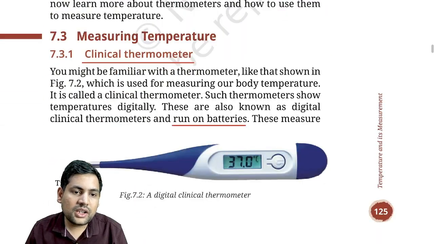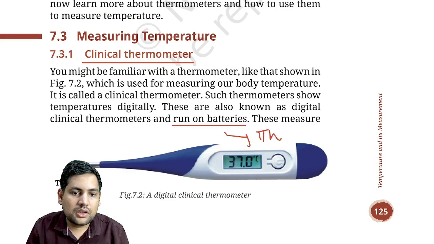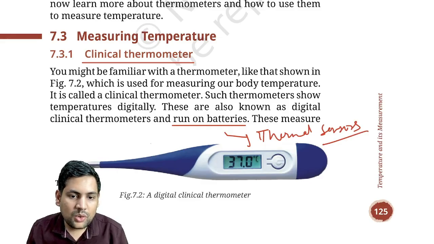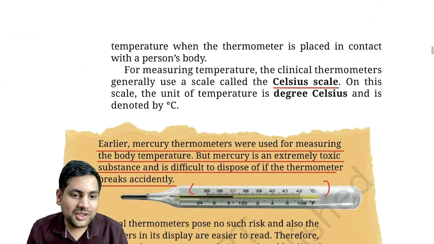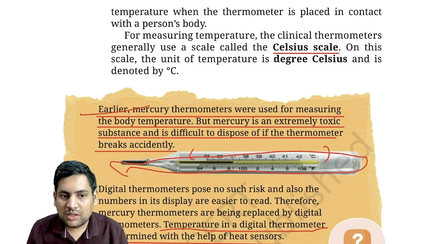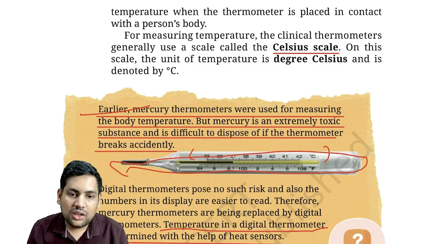Now clinical thermometers run on batteries and they work on something that we know as thermal sensors. While the old thermometers, if you remember this beauty, used to have mercury in them, and mercury used to rise with temperature. So earlier you had mercury thermometers which were used for measuring body temperature, but the problem is what? Mercury is extremely toxic and is difficult to dispose of.